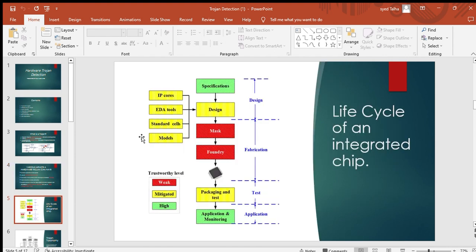Well, where is the Trojan implanted? What are the untrustworthy levels where a Trojan can be implanted in the design?